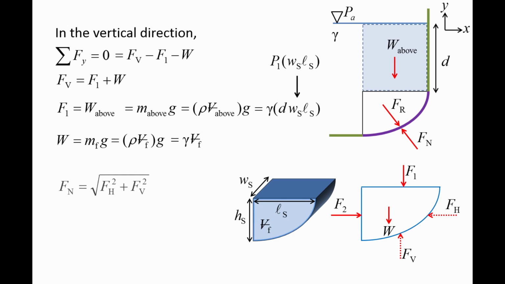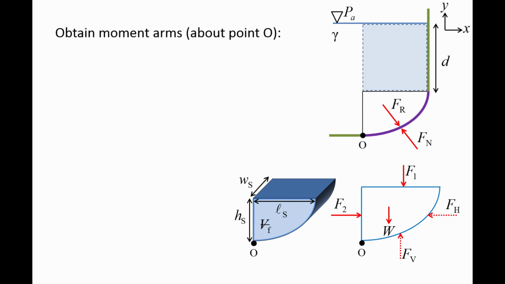The magnitude of the normal force is the square root of the sum of the squares of the components, and the orientation angle is equal to the inverse tangent of Fv divided by Fh. The resultant force Fr is equal in magnitude and opposite in direction to Fn. If the curved surface is a gate hinged about some point O, we may need to determine the moments of all forces about the hinge. This requires knowledge of the moment arms of all the forces involved in the problem.